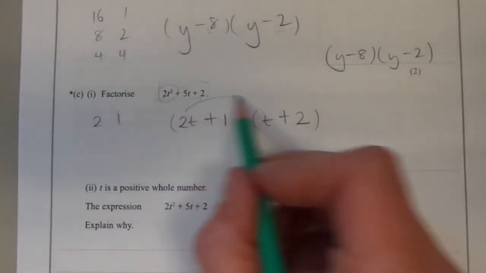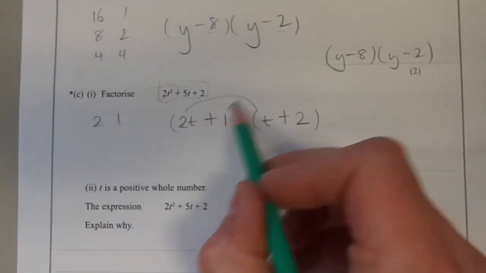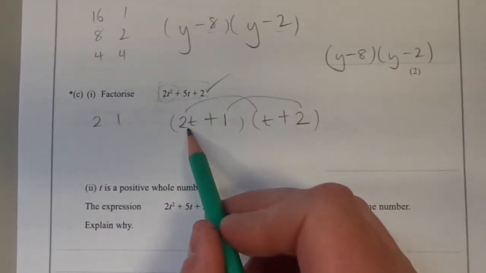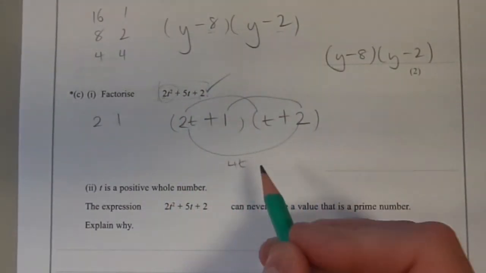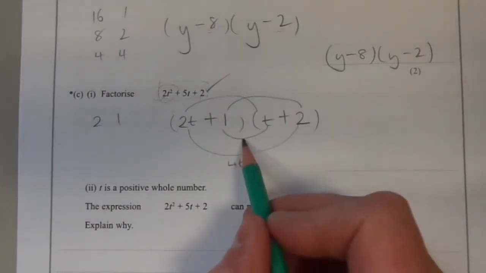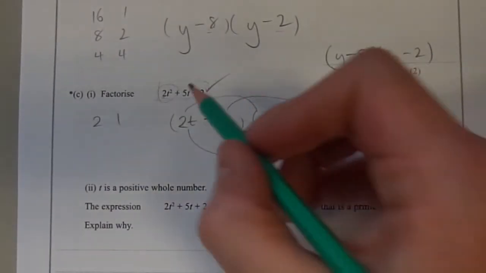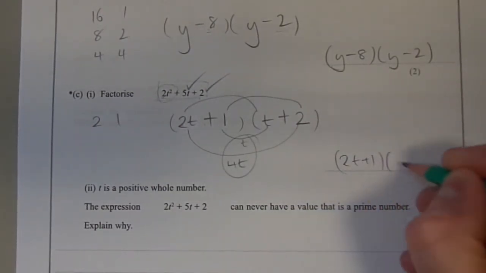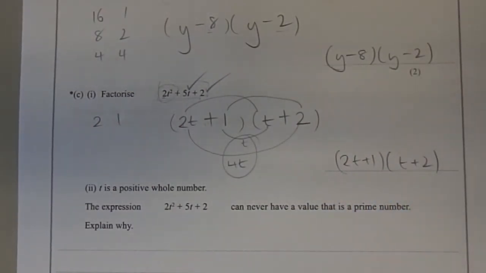2t times by t is t squared. 1 times by 2, we know that works to give us the 2. 2t times 2 is 4t, and 1 times t is t, and when we collect those two together we get the 5t. Therefore that's the correct answer.